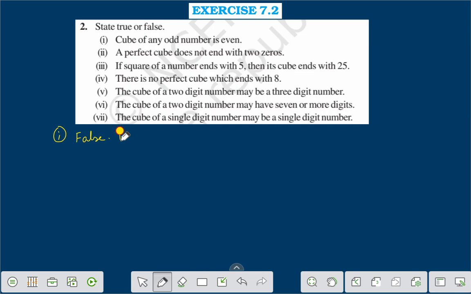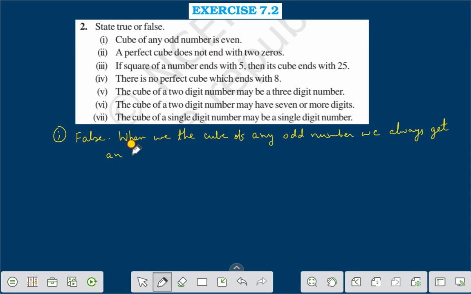when we find the cube of any odd number, we always get an odd number.